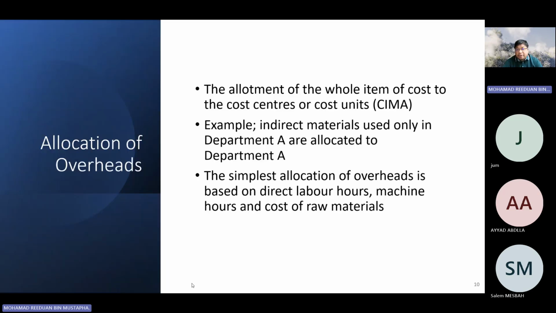Okay, the allocation of overhead. According to CIMA, allocation is the allotment of whole items of cost to a cost center or cost unit. For example, indirect material used only in Department A is allocated to Department A. The simplest allocation of overhead is based on direct labor hour, machine hour, and cost of raw material. So this is the directly allocated overhead, which is direct to the particular expenses.